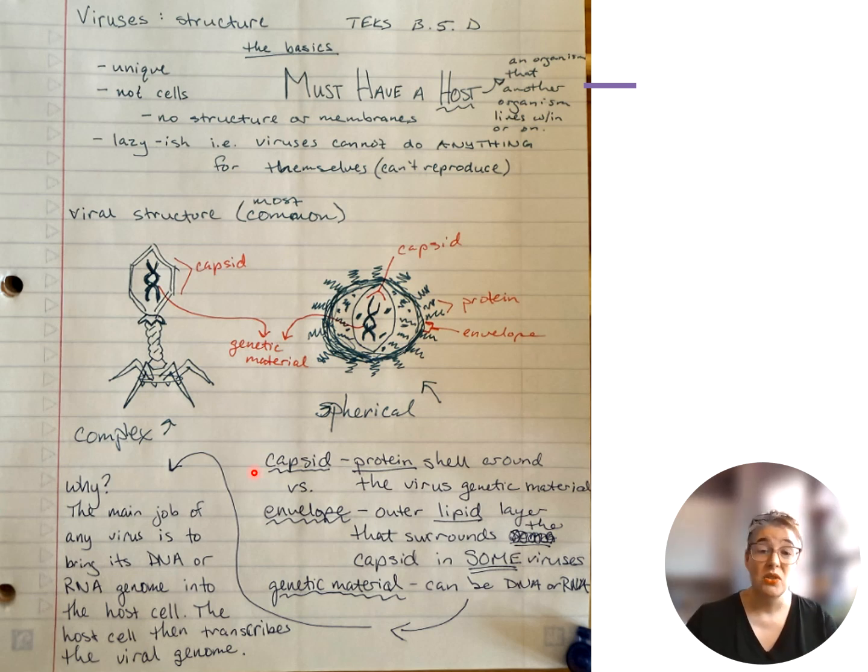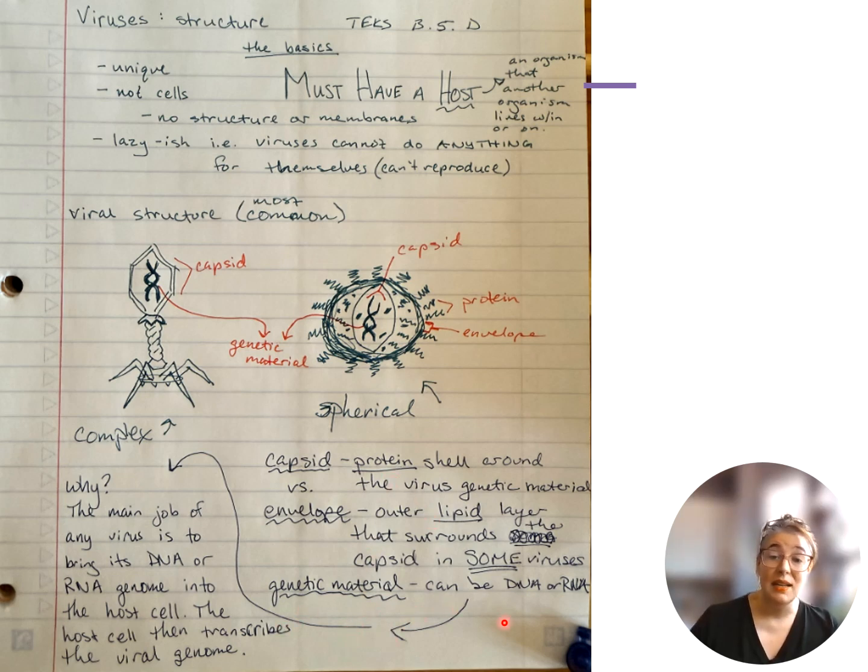I have some definitions for capsid and the differences between a capsid and an envelope. So the capsid is a protein shell around the virus's genetic material, and the envelope is the outer lipid layer that surrounds the capsid in some viruses because it's not present all the time. So the capsid, protein, the envelope, lipid. And remember, when we hit our biomolecules, these terms are going to come up again and again. So that's why I've underlined lipid and protein here.